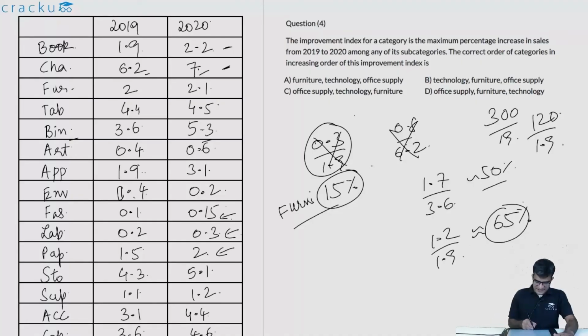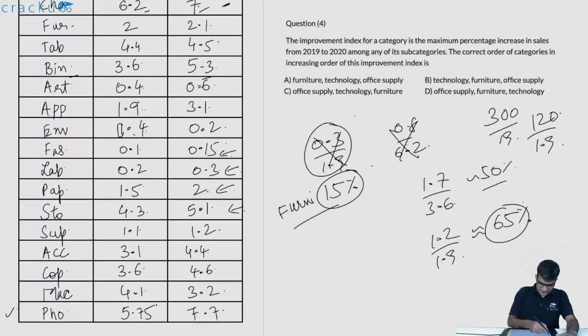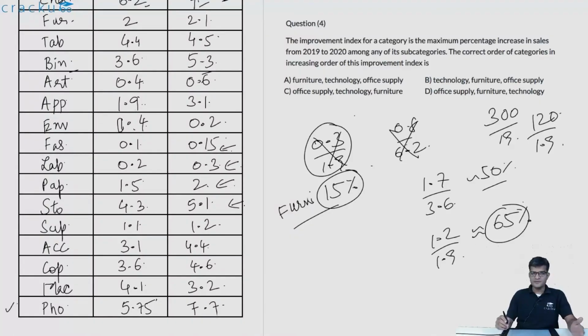For paper, it has increased by 0.3 divided by 1.5, that is, it has increased by 1/3, so this is 33%, so we can ignore that. For storage, it is 4.3 and 5.1, which is 0.8 by 4.3, that is definitely less than 65%. Supplies, very marginal increase, so we'll ignore it. The remaining four are the technology products, so we'll ignore it. So for the middle one, which is office supplies, the maximum increase is approximately 65%.